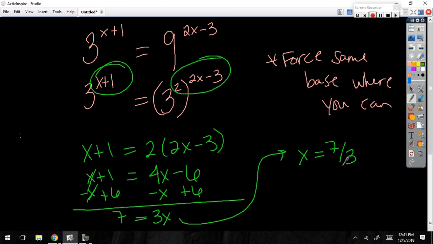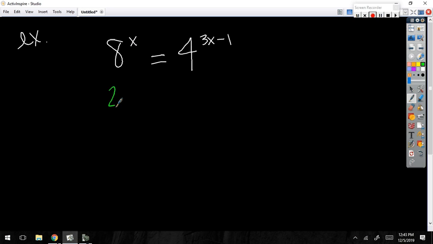Wait, you were supposed to multiply the exponents? How might you force the same base here? Yes. That's exactly right, Chandler. 2 to the third. I've got the x there. What's the second one?